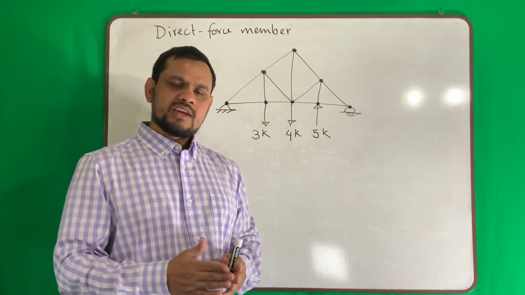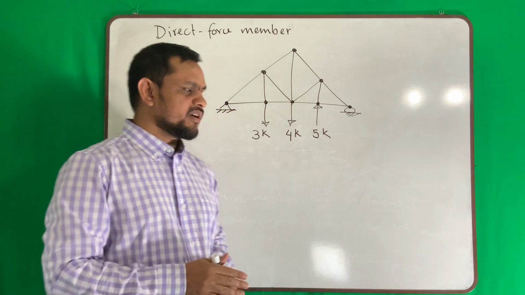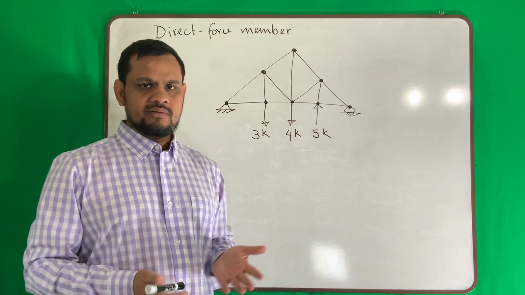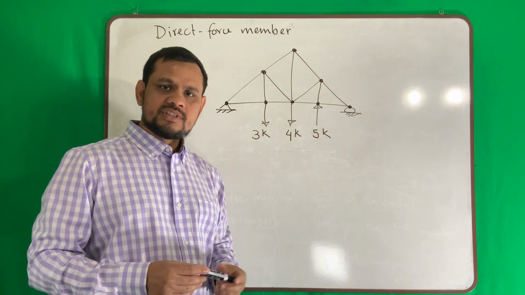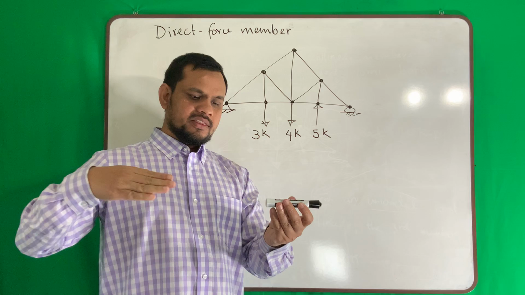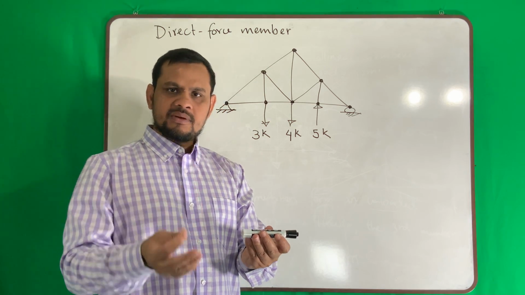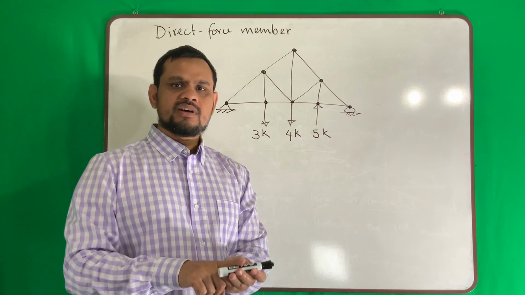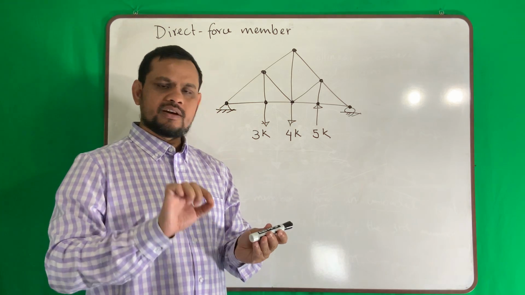A direct force member is one where a force acts directly along a member and the other members connected to that joint are perpendicular. So these are the two conditions of a direct force member. If a force acts along the member, either this way or that way, and in that joint the other members are perpendicular to this load, then that member is called a direct force member, and the member force in that member is that force.